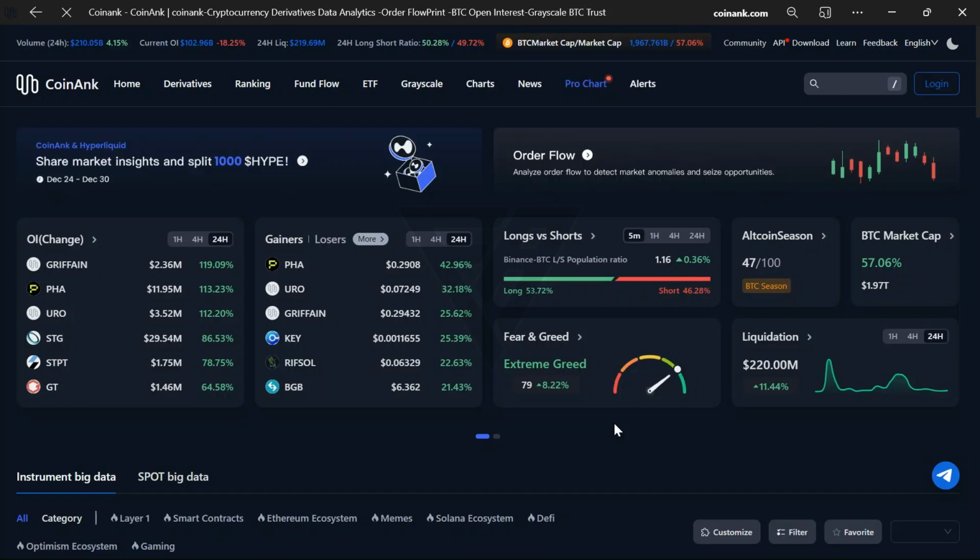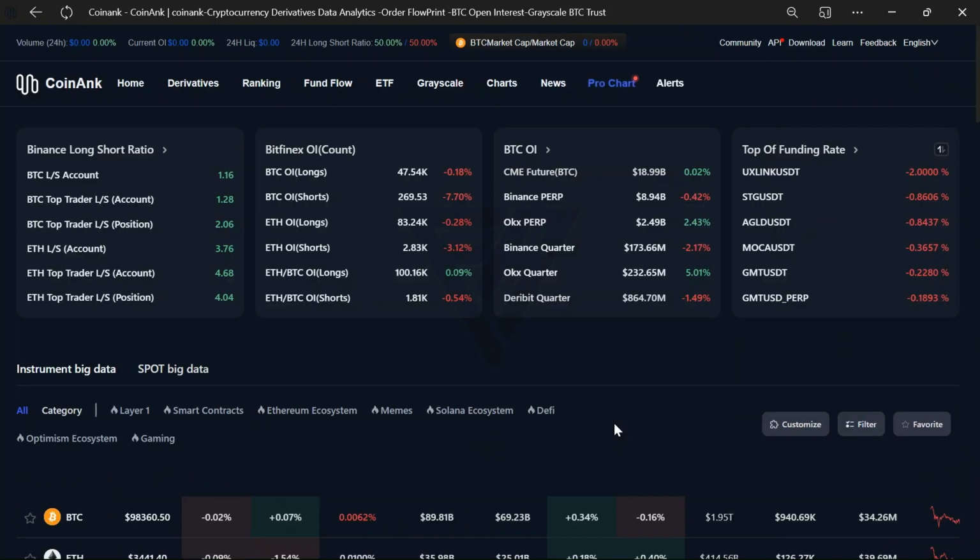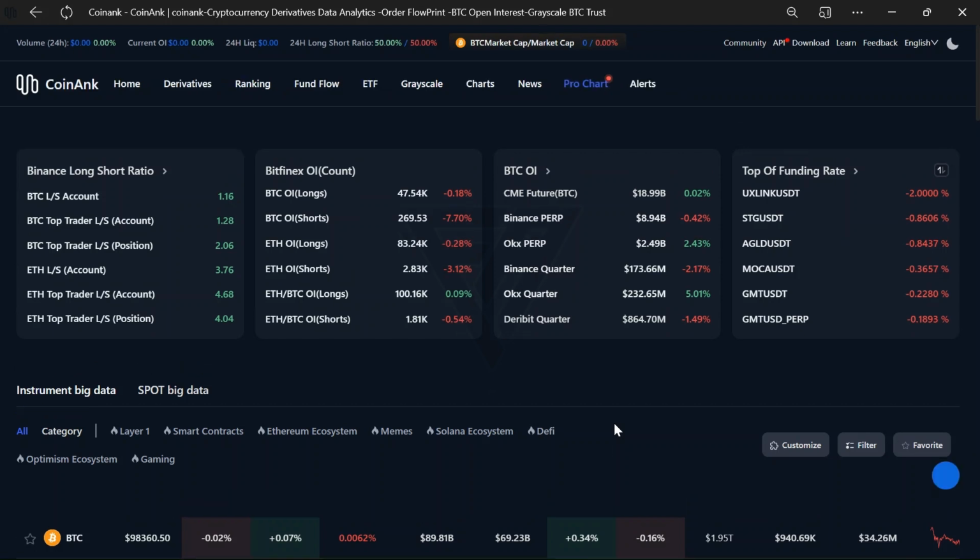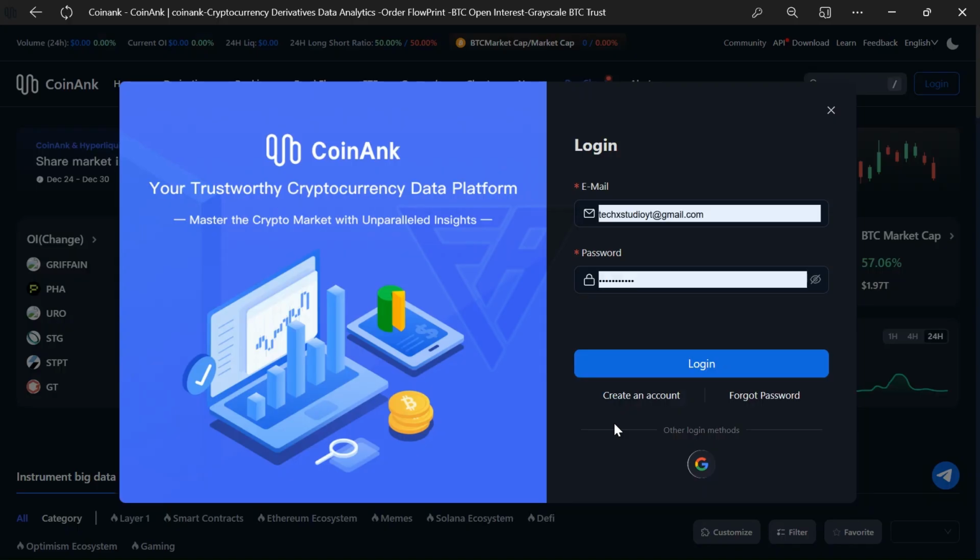In this video we are going to talk about a crypto analysis tool called CoinAnk. It's similar to CoinGlass, but it has more advanced ProCharts and footprint charts. So first of all, you need to log in here. You can create an account if you don't already have one.